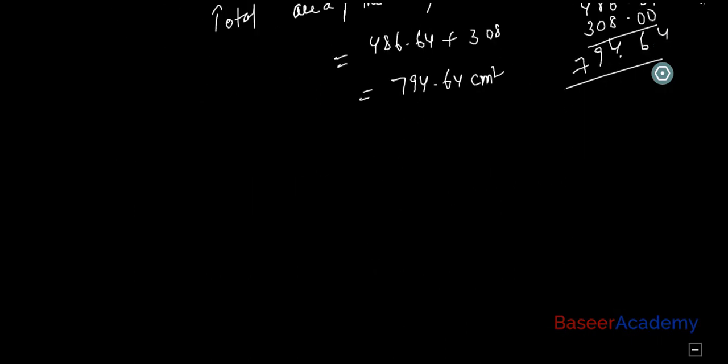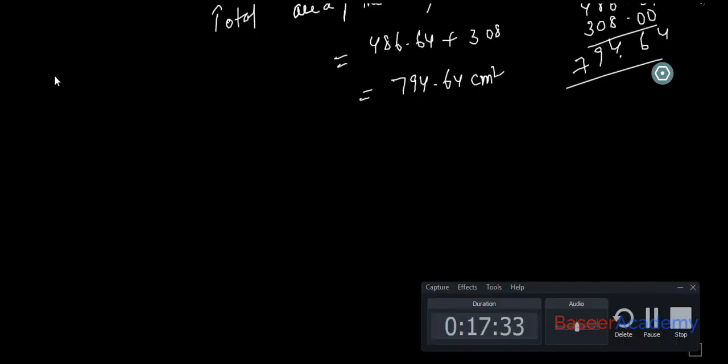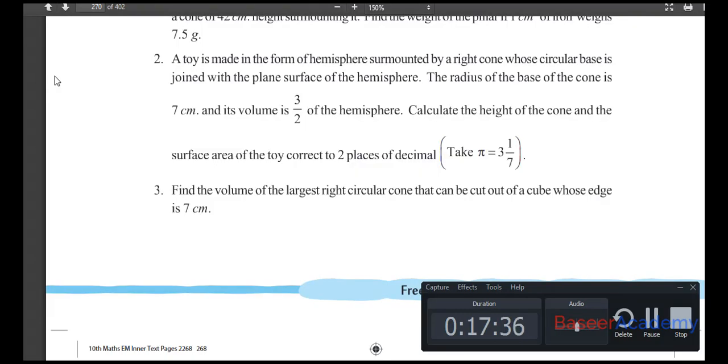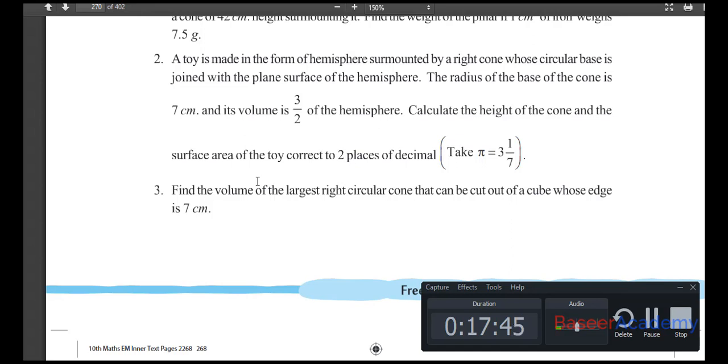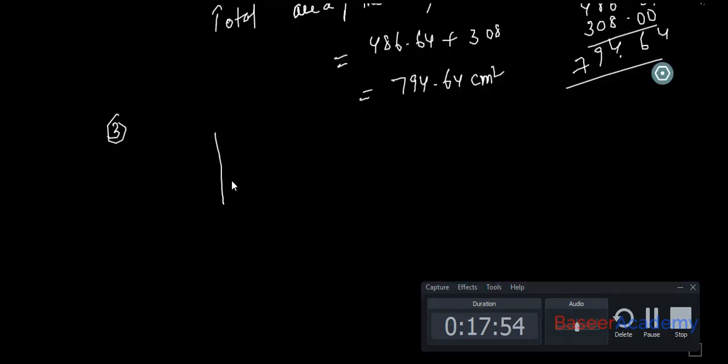Let me take a new worksheet here, or else I believe I can pretty much do the third one here itself. The third question says, find the volume of the largest right circular cone that can be cut out of a cube whose edge is 7 centimeter. So there's a cube here, and the edge of the cube is 7 centimeter. We are trying to cut out the largest possible cone from this cube.